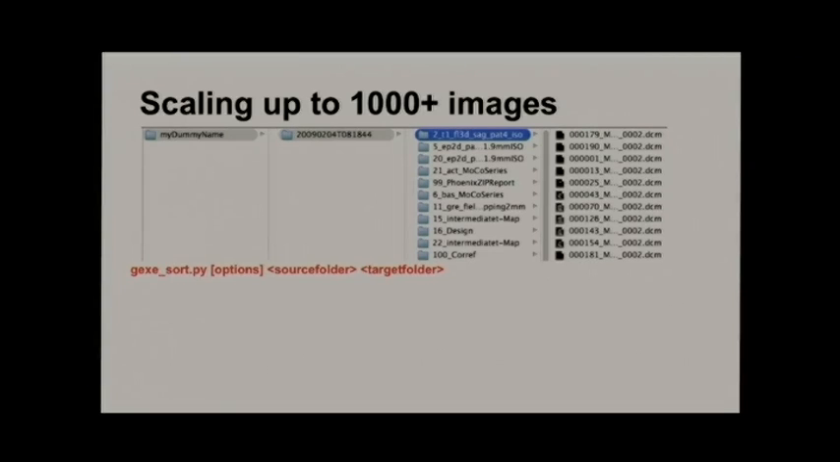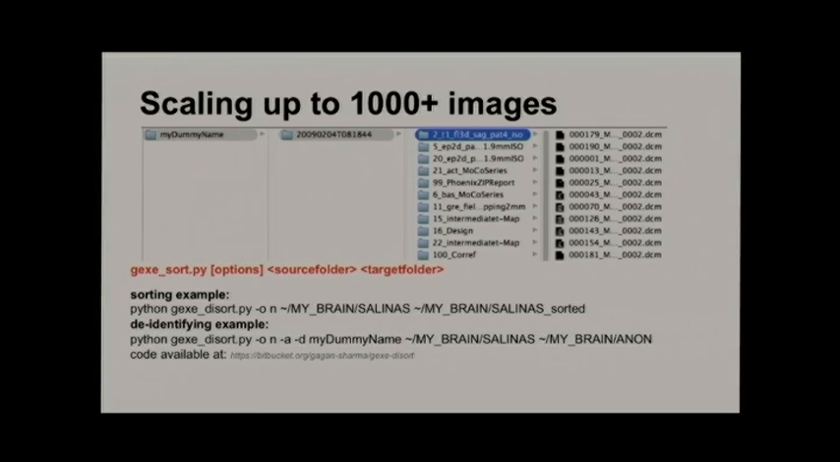That was just for a single image, but this process can be easily scripted to scan a whole data set and output a desired folder structure. Here's an example of how we run the code for sorting and de-identifying. I'm not going to go through the whole code. It is available in Bitbucket. But one thing worth mentioning is that we were able to improve it after coming to PyCon last year and hearing about a couple of libraries.